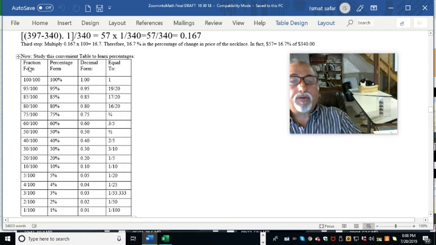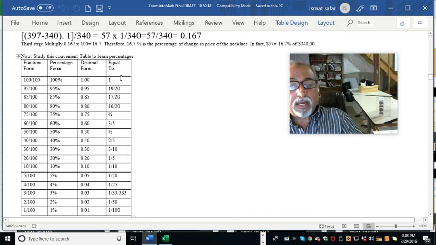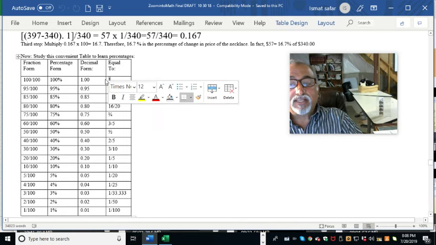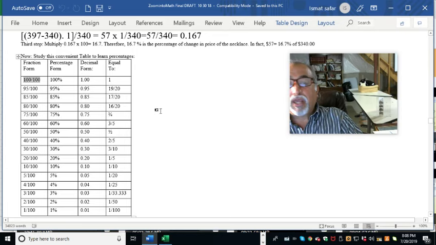Okay, let's do this again. The fraction form is 100 over 100. The same number, 100 over 100, in percentage form is 100%. In decimal form it is 1.00. And as just the whole number, it's 1. So this one here is the same as this one, and the same as this one.